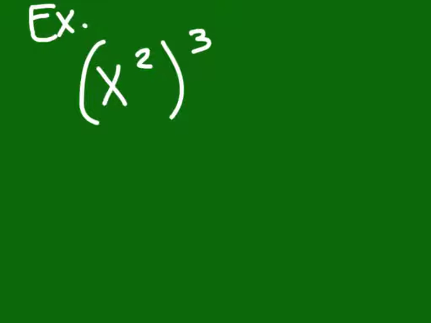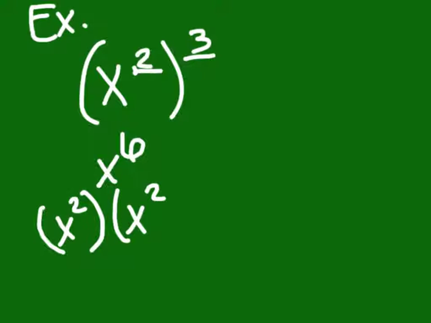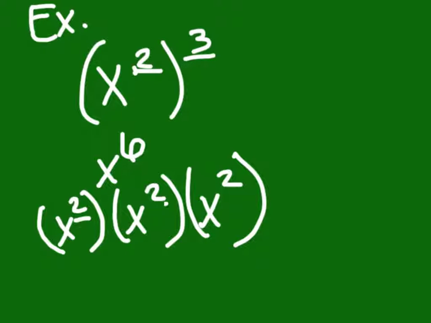When you have x squared cubed, you just multiply the exponents. So it becomes x to the 6th. And that would be the same thing as having x squared times x squared times x squared. So 2 plus 2 is 4 plus 2 is 6. So you get the same thing of x to the 6th.